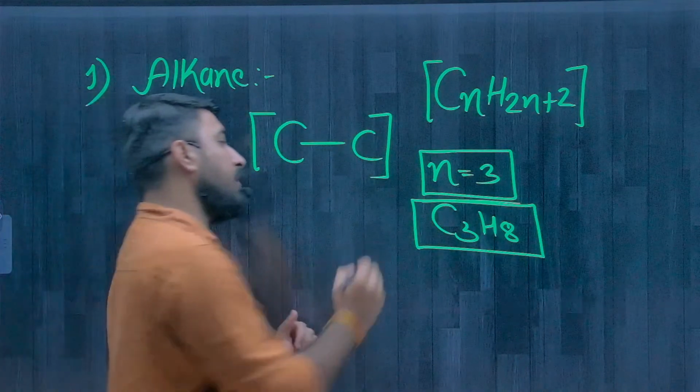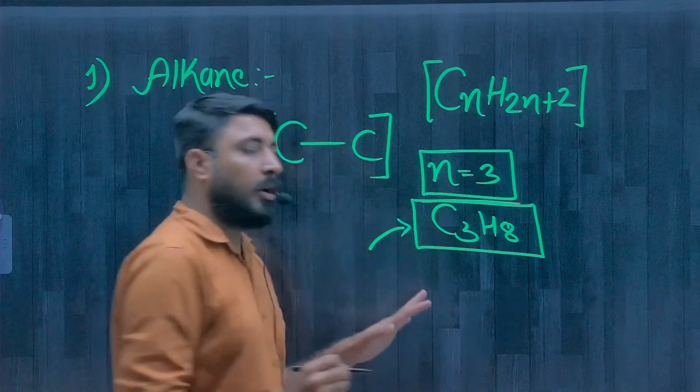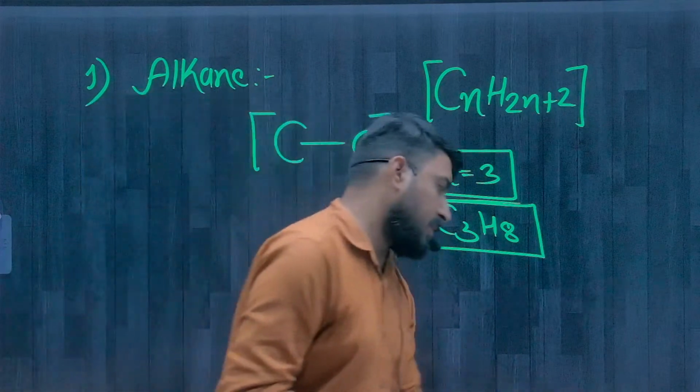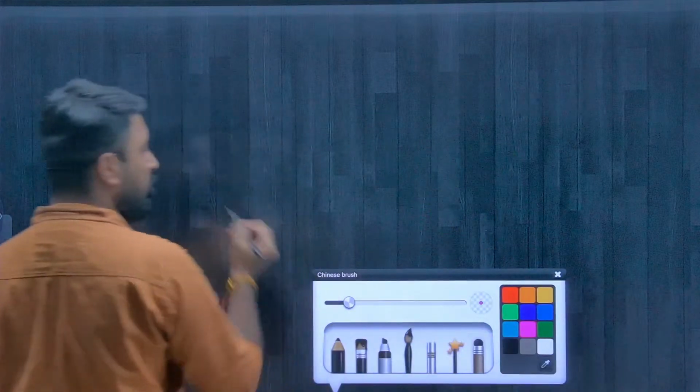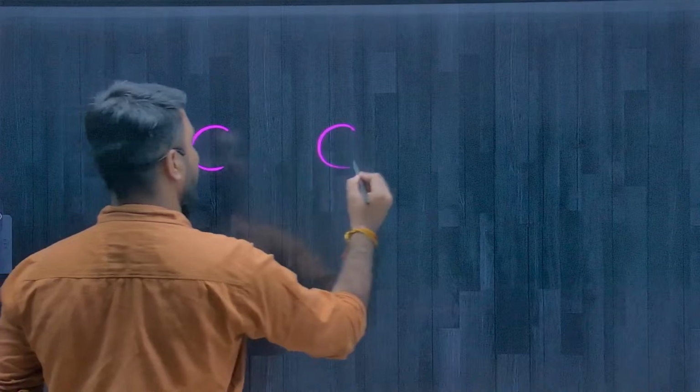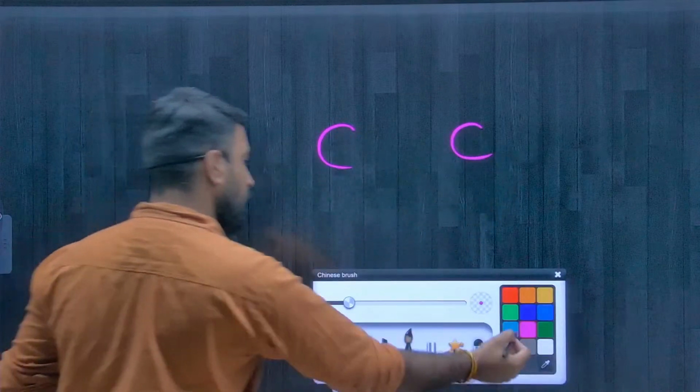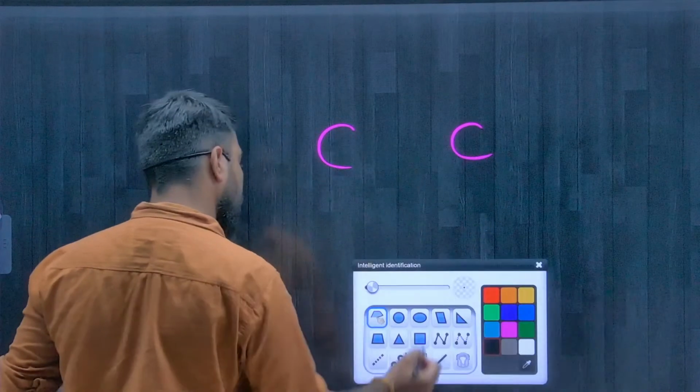So first we represent the organic compound in the molecular form, then we draw the structures, and the first structure we draw is the structural formula. So first we draw the 3 carbons and make a single bond between the carbons.